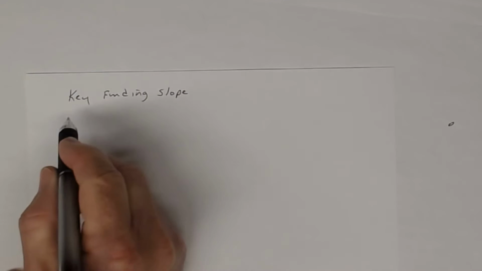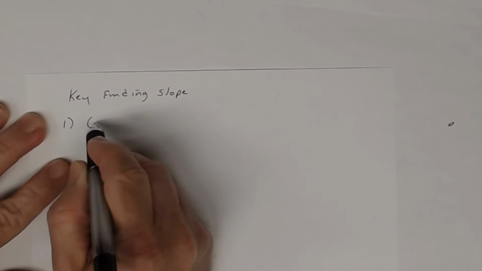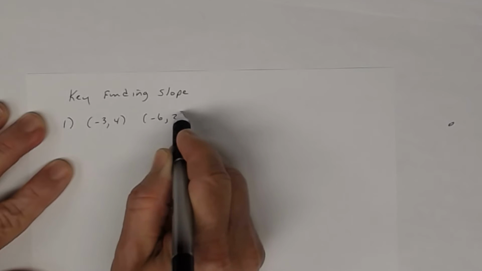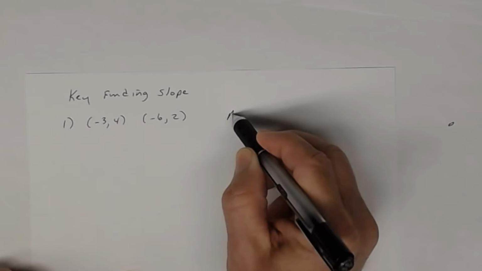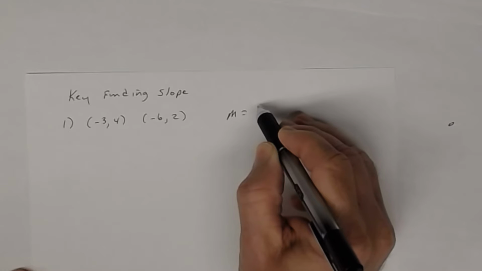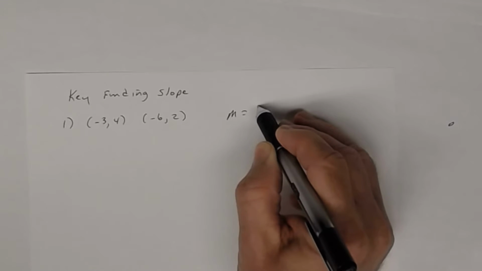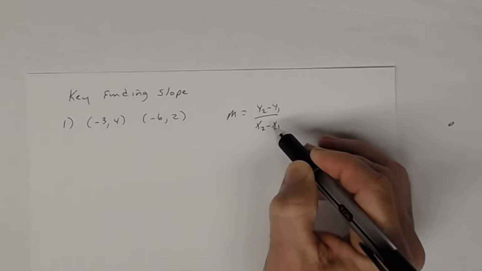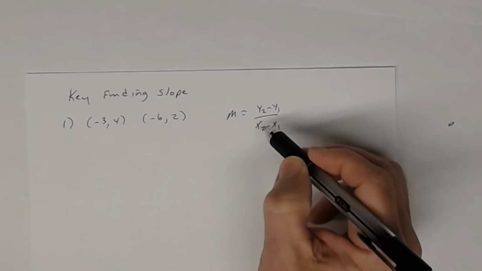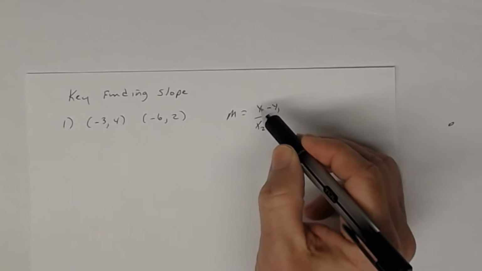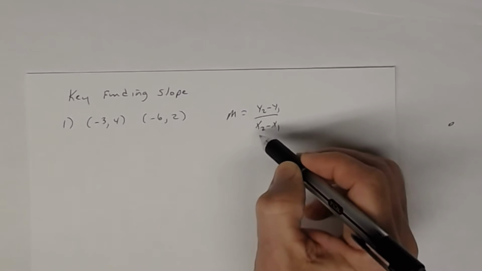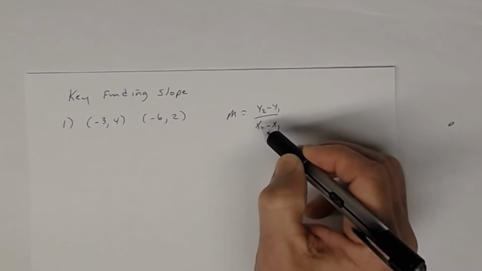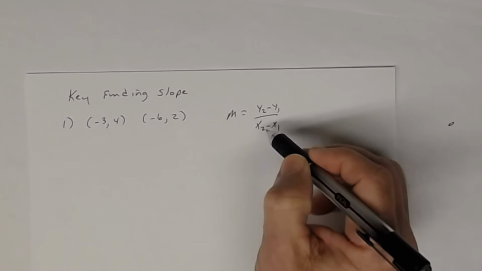So here's number 1. We have these 2 points, negative 3, 4, and the other point is negative 6, 2. And remember, the slope formula is slope equals a change in y divided by a change in x, so it's y2 minus y1 divided by x2 minus x1. Now remember, the order does matter, so if you put the second y coordinate first in the numerator, then you have to put the second x coordinate first in the denominator. All right, so that does matter.